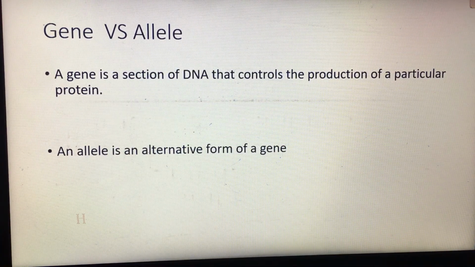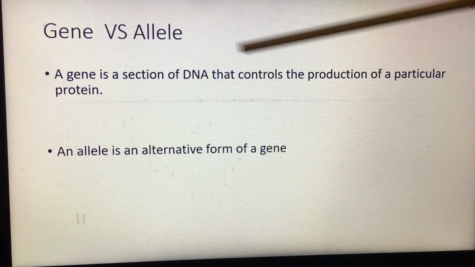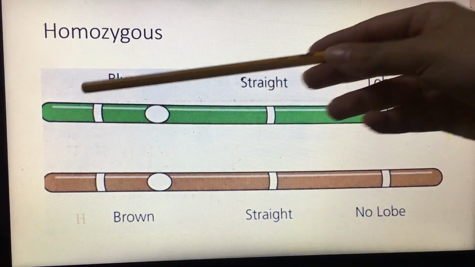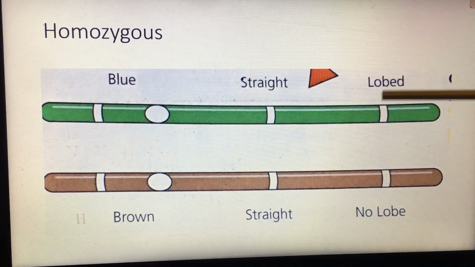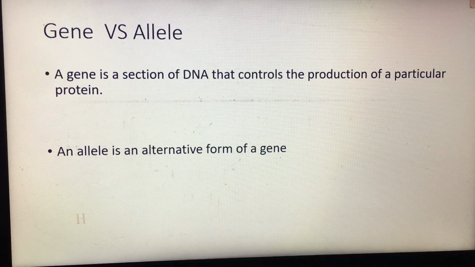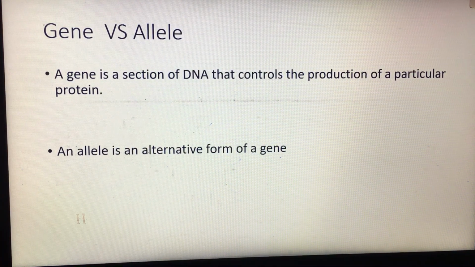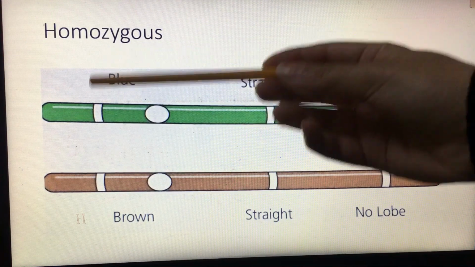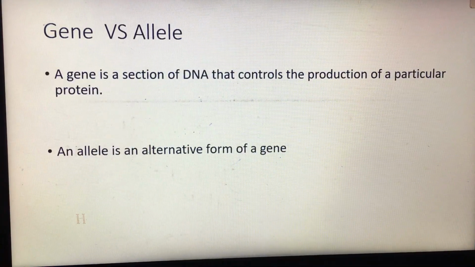Okay, now what is the difference between gene and allele? You have to know that a gene is a section of DNA. So gene, section of DNA. Here we have DNA, gene. Here we have another gene. So a gene is a section of DNA that controls the production of a particular protein. But an allele is an alternative form of a gene. So an allele is an alternative form of a gene.